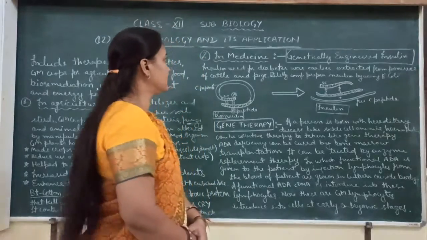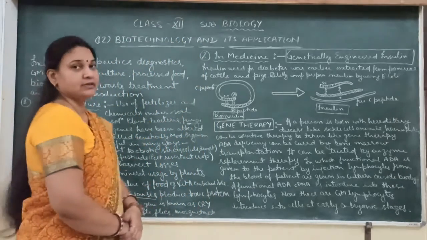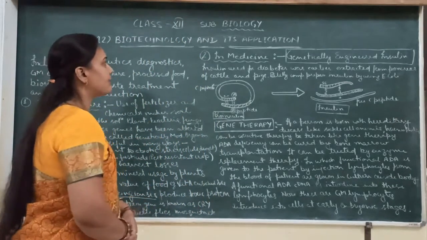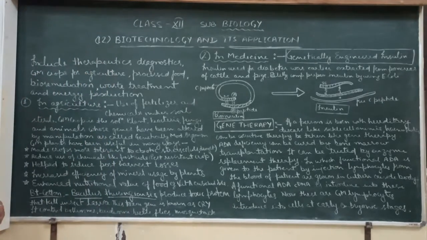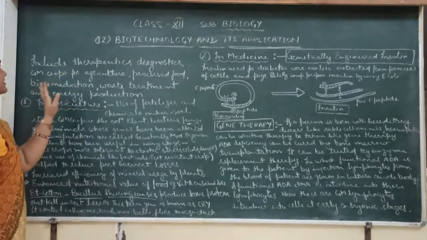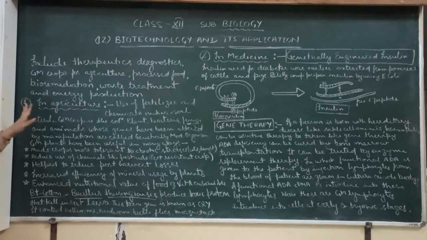For class 12, we are learning a new chapter, that is biotechnology and its application. So first, what is biotechnology? Biotechnology is the branch that includes therapeutics, diagnostics and GM crops for agriculture. GM is genetically modified crops for agriculture, processed food, bioremediation, waste treatment and energy production.